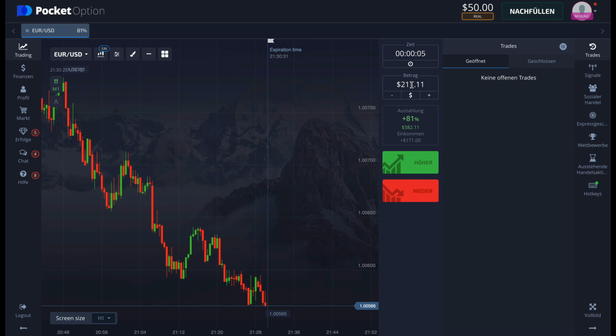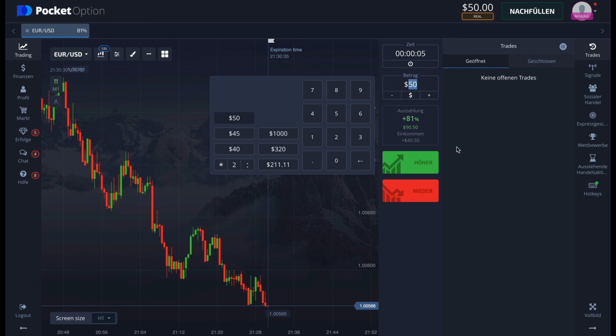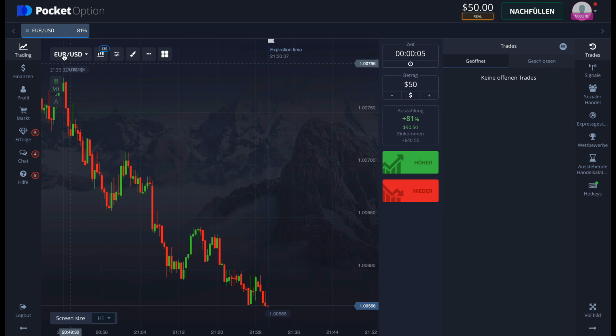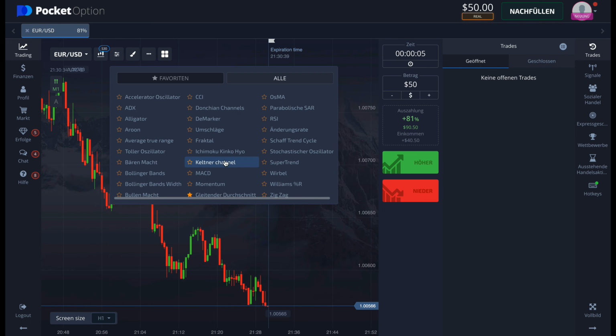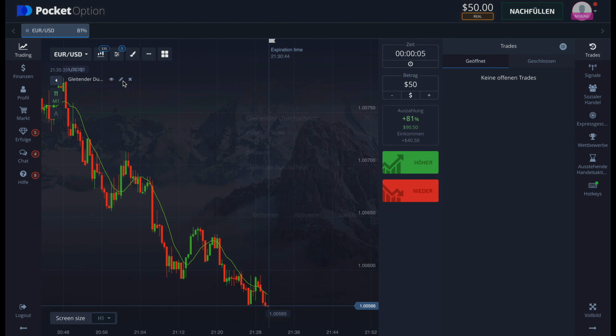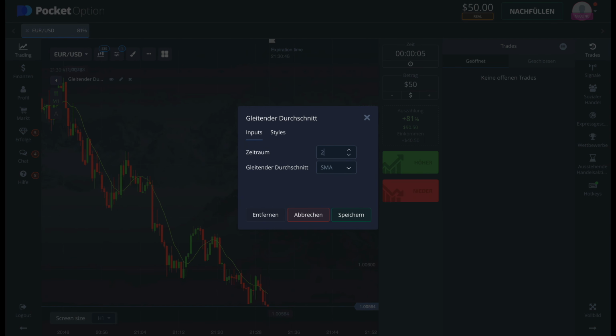Today I will show you an easy strategy which I personally use. We will try to make $5,000 out of $50 with this strategy and a bit of scalping. Let's step into it. The only indicator you need is the moving average. Select it and change the settings from 10 to 17.